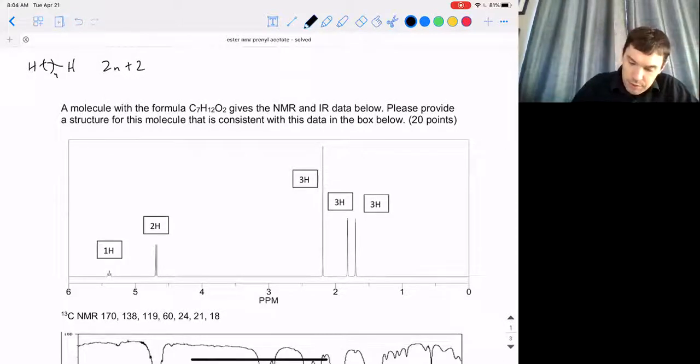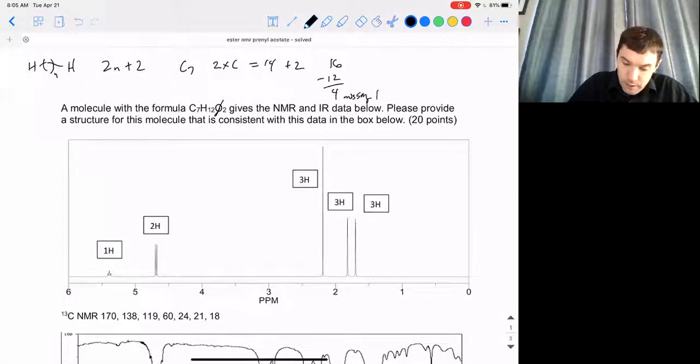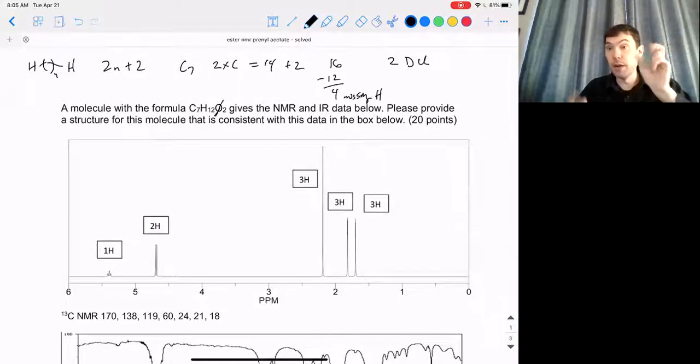We can also ignore the oxygen count for the purposes of calculating degrees of unsaturation. If we have C7, 2 times C would be 14, and then we would add 2 to it. So we would expect there to be 16 hydrogens in a C7 molecule. Then we subtract off the 12 that we have, and so there are 4 missing H's. Usually we divide that by 2 to get the degrees of unsaturation. The reason for that, remember, is if you take a double bond and you hydrogenate it, you add 1 H to both sides. So every degree of unsaturation is 2 missing hydrogen atoms.